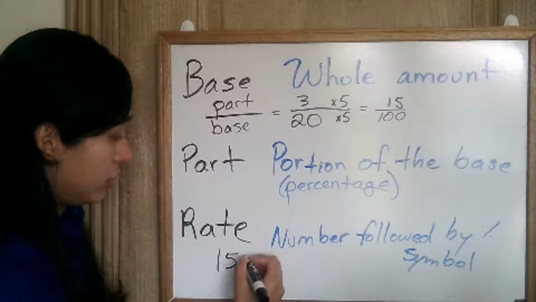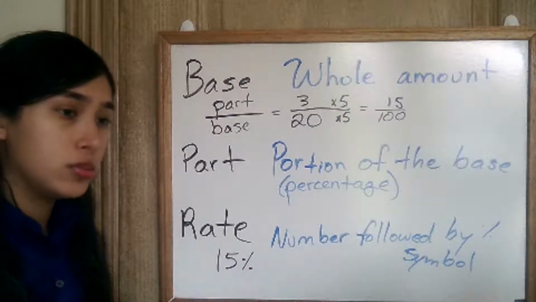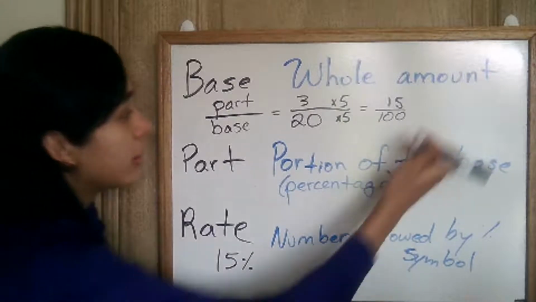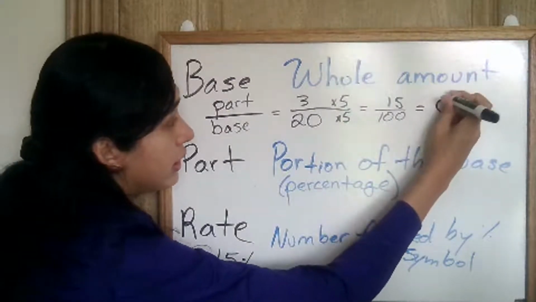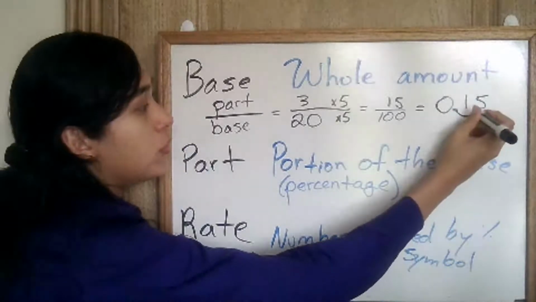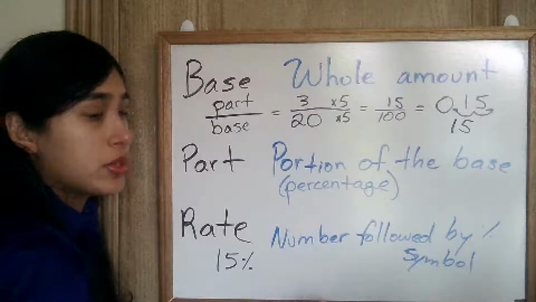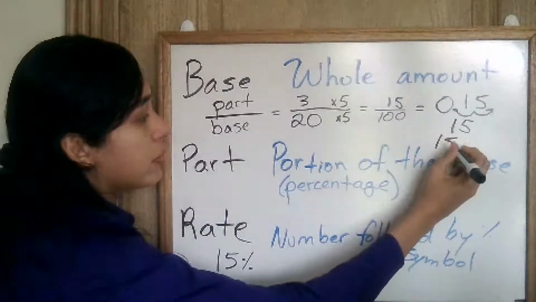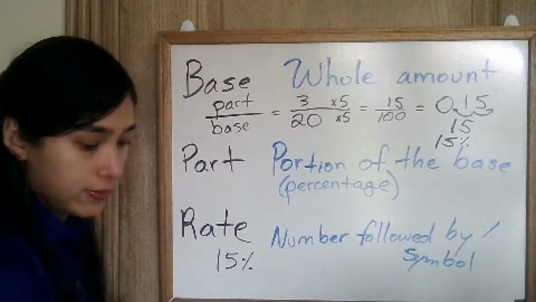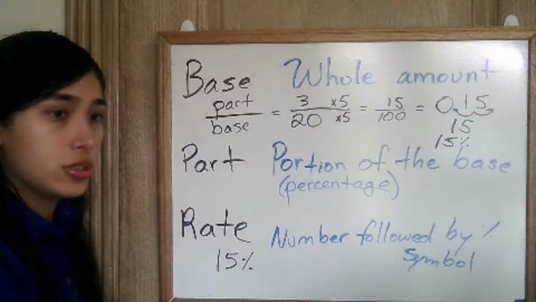And we want to go ahead and change that into a percentage. So since we're not dealing with a decimal right here, if we can go ahead and write this as a decimal, we can go ahead and move twice over here. 15 is the actual number I'm talking about. And then I go to 15% over here. Any questions?